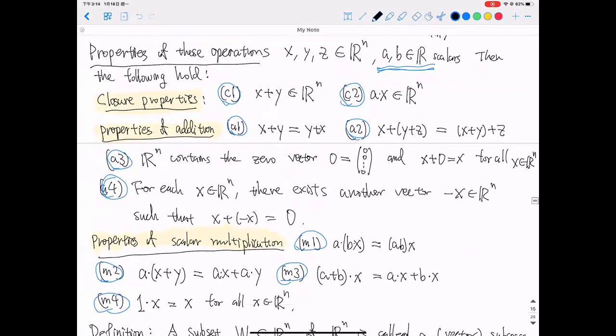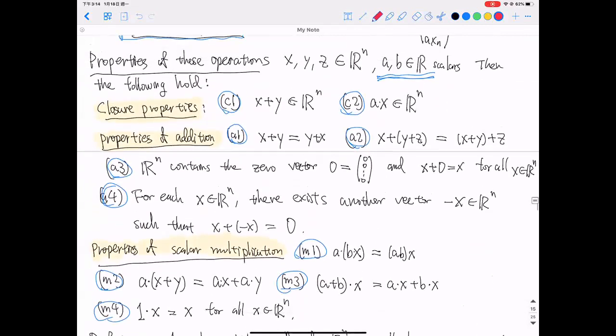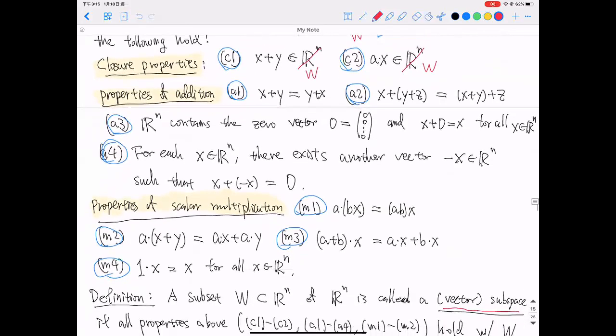Let's, in fact, write this more carefully. The properties that we need to hold are the following. Suppose you have three vectors x and y and z in this subset W, and a and b are still scalars, then we require that C1 hold. That is, x plus y is also in W, and C2, that is ax is also in W. A1, A2 are just equalities of two vectors, and they are supposed to hold.